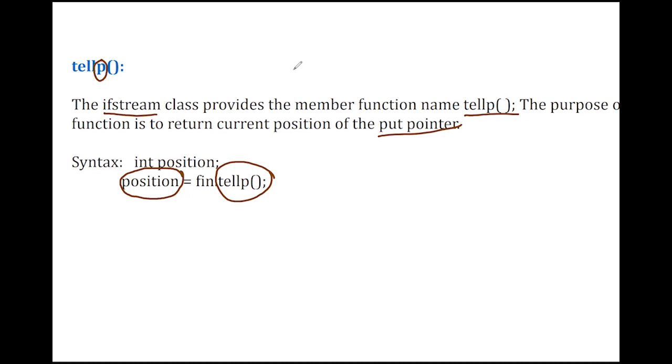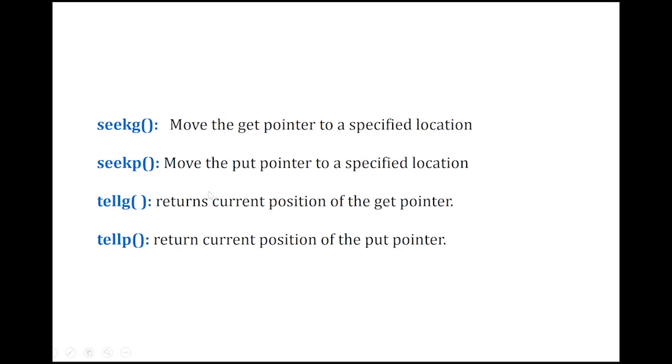So these are the methods you should know, students. Let's quickly revise them. Seekg moves the get pointer to a specified location. I need to mention the location. There are two types of methods, one with one parameter and another with two parameters.